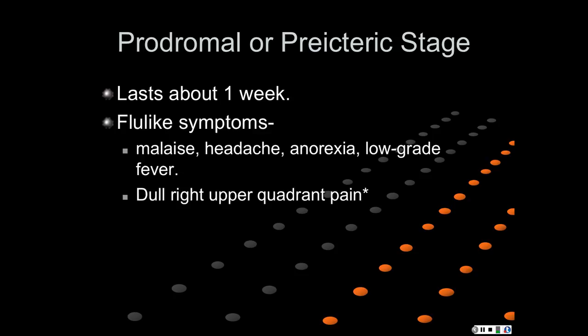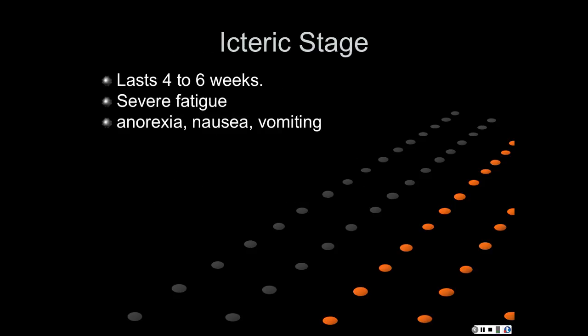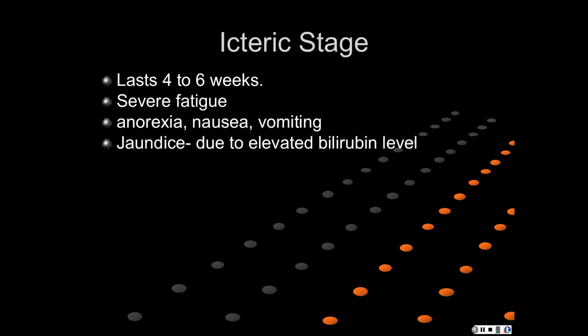Prodromal or pre-icteric lasts about a week. They present with flu-like symptoms such as malaise, headache, anorexia. They may have a low-grade fever and dull right upper quadrant pain because of the location of the liver. Then the icteric stage may last anywhere from 4 to 6 weeks. They have severe fatigue, they are tired, with anorexia, nausea, vomiting, all of which have to do with the GI.